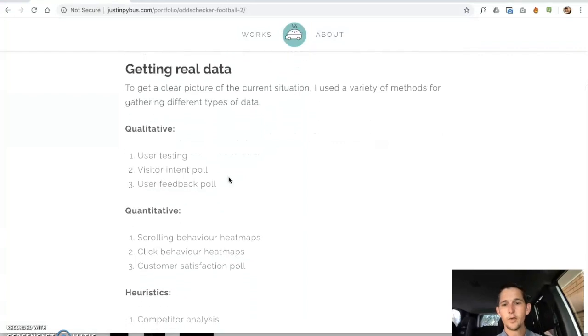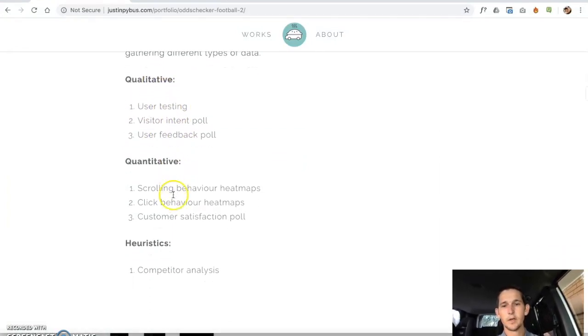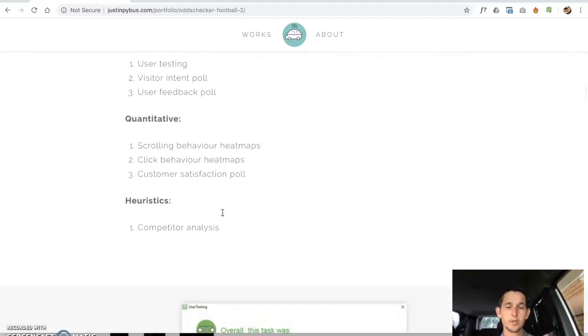So to start off with, again, we did a whole bunch of research, and we used data sources, like qualitative sources as well as quantitative, whether that was through user testing or visitor intent polls, or looking at quantitative data, so looking at Google Analytics, behavioral click maps, or customer satisfaction polls. We used a whole bunch of different data sources to inform our decisions.